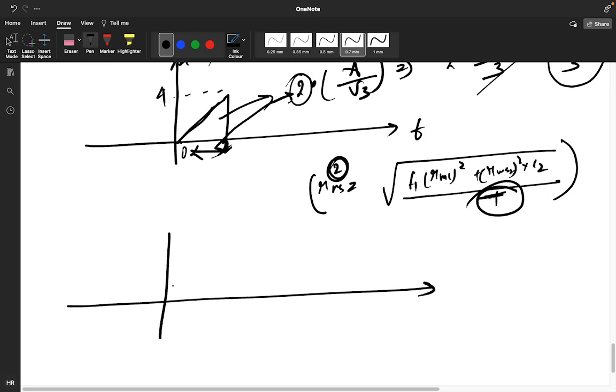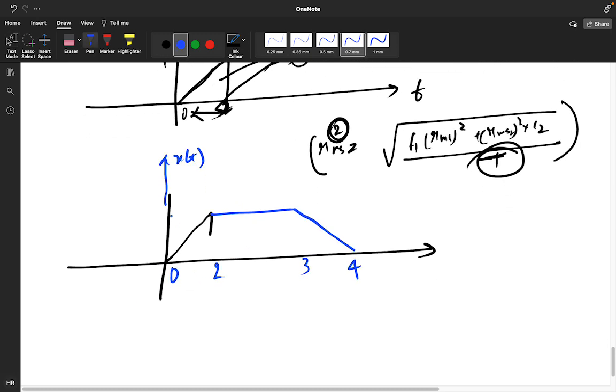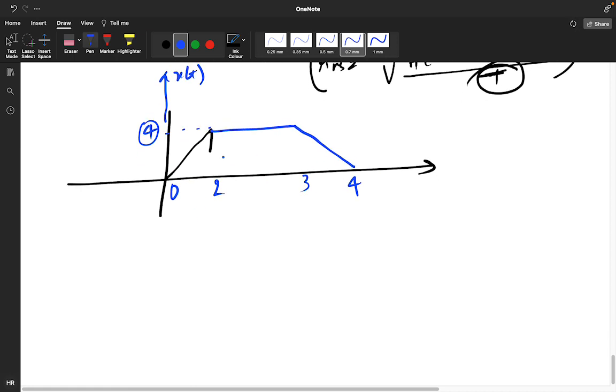Now you will understand very perfectly. Suppose I am giving you a signal like this. This is my x(t). Here 0, 2, 3, 4. And suppose the value is 5. You need to find the energy of this. You can do it with that method: for 0 to 2 find the slope, for 2 to 3 find the equation, for 3 to 4 find the equation, square it and solve it.